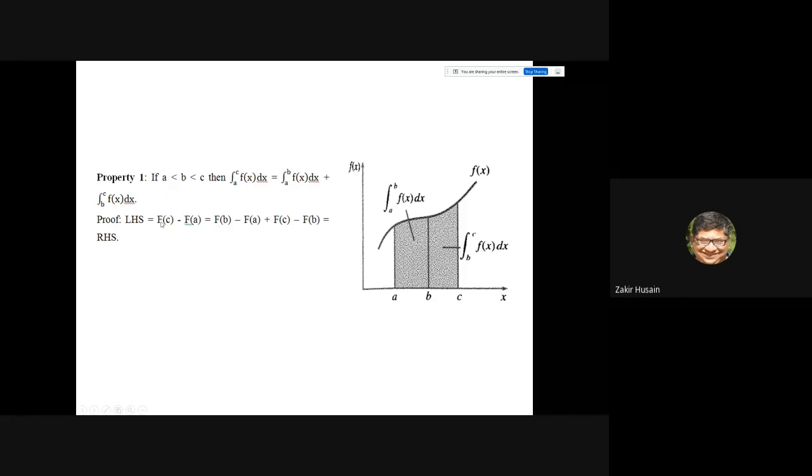A to B means capital F of B minus capital F of A, and the integral from B to C means F of C minus F of B. So the B cancels out and we have simply F(C) minus F(A). I'll send a slide, so don't focus too much on writing.